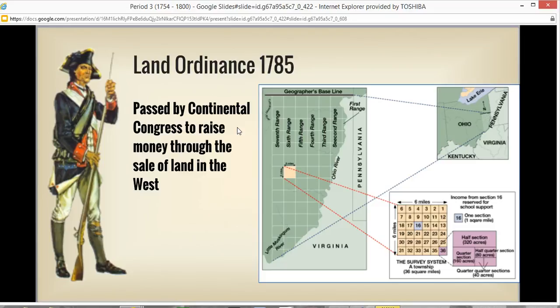Now, under the Articles, the Land Ordinance of 1785 is passed, and what that does is allow Congress to raise money through the sale of land. That land out west, they're going to use a geographer's measure to chop up and sell by section or by acre. They're going to do that in order to raise money for the Congress and for the small federal government because they cannot tax.